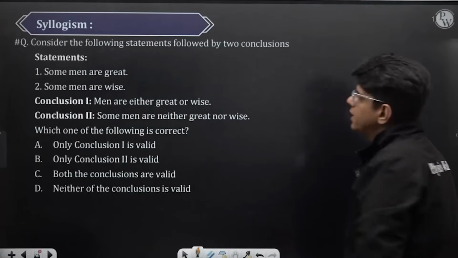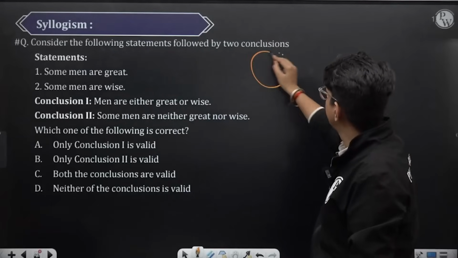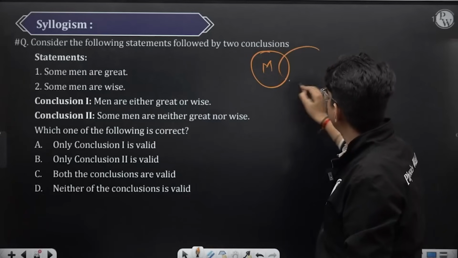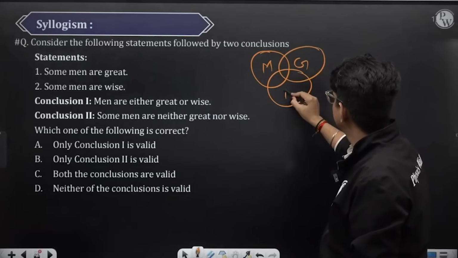Consider the following statements. What are the statements? Some men are great. Some men are wise. So we have to make the Venn diagram. Some men are great. Some men are wise. Okay, so this is one possibility.